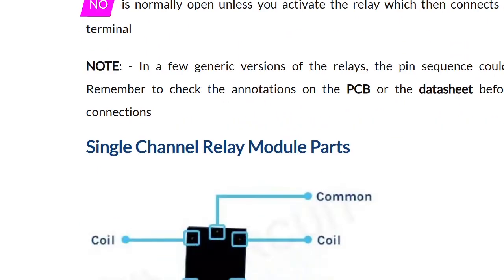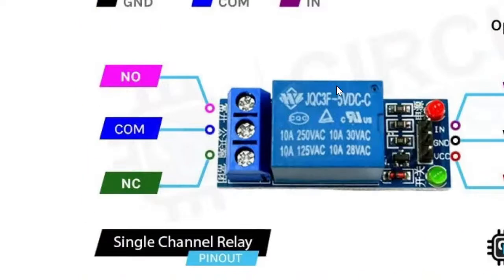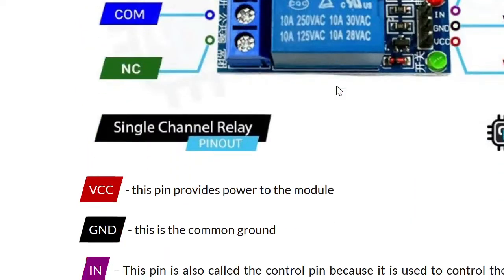So these are the contact pins, normally open and normally closed. We have two terminals for the coil, the internal coil. You need to apply a small DC voltage to these coil pins. And this is the common pin. So this is how a relay module looks like. I am sure you might have seen this before.